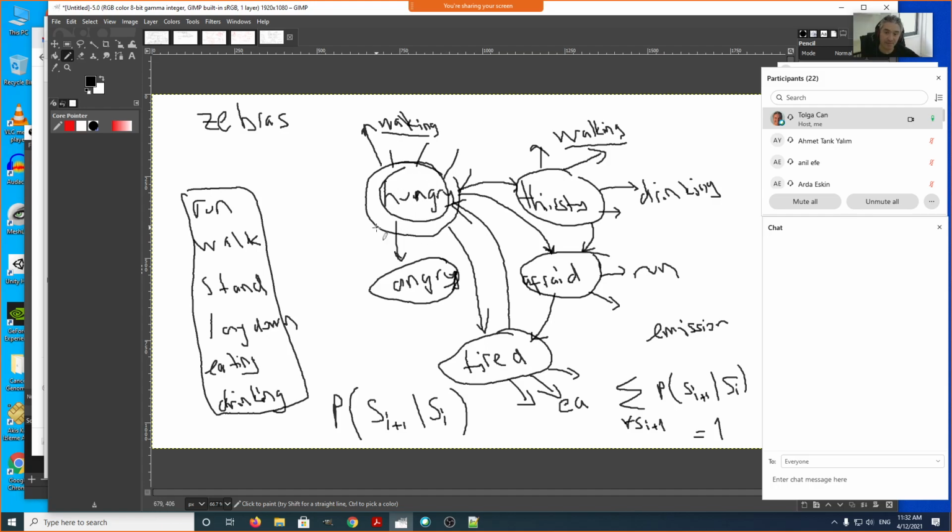If you're in the Hungry state at time i, there may also be self transitions, so at time point i plus 1 you may still be in the Hungry state. So there may be self transitions, but these transitions have to add up to 1. And the emission probabilities also: when you're hungry, you have to emit some symbol.